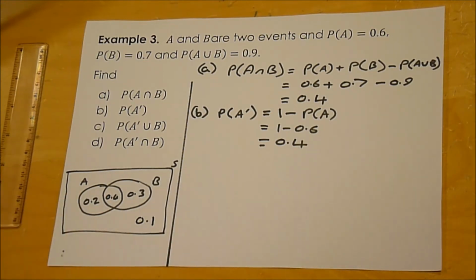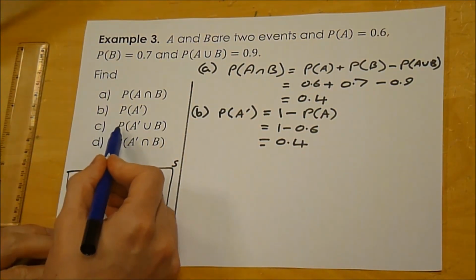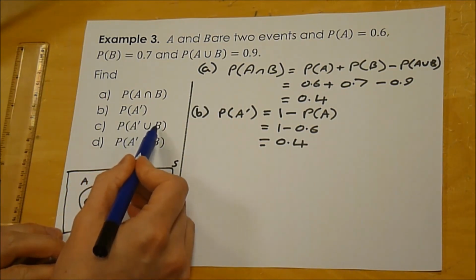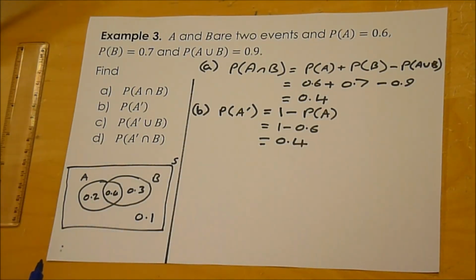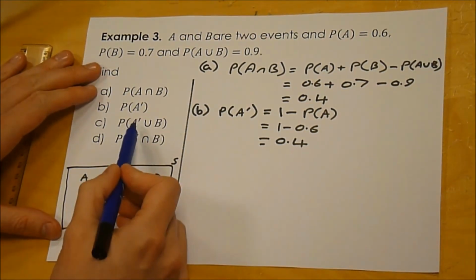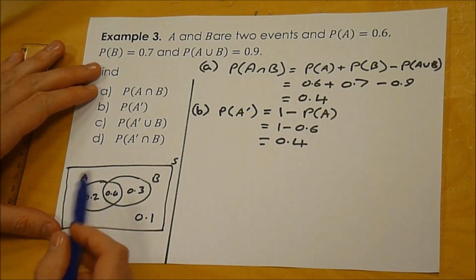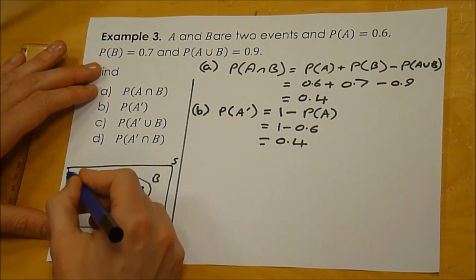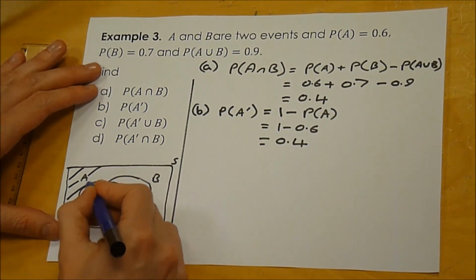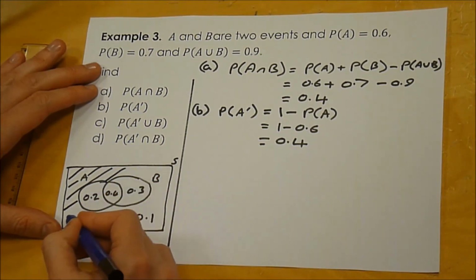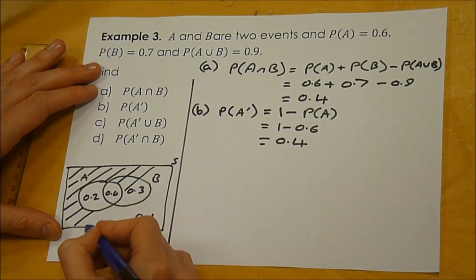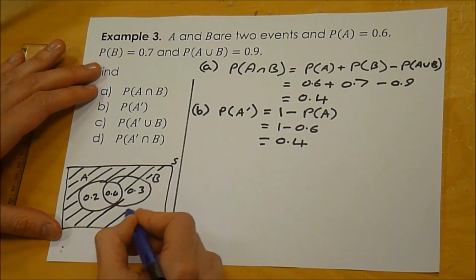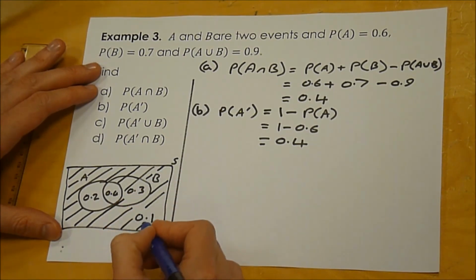Alright, so what does part C actually ask us for? Part C asks us for the probability of A complement or B. The probability of not A or B. Now that I have my little diagram drawn, I can do my hatching to work out the answer. So the probability of not A, I'm going to carefully draw that because that's everywhere that's not inside this circle. So I'm going to draw that going this way, like so. This bit's not A. This is not A. Not A. Not A.